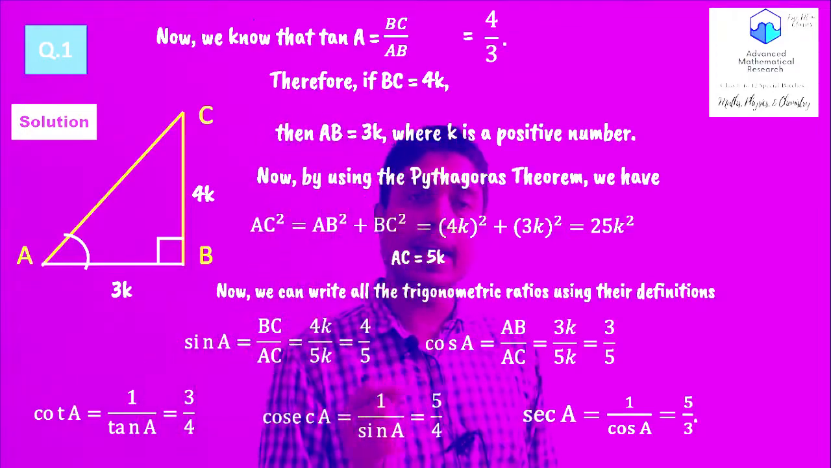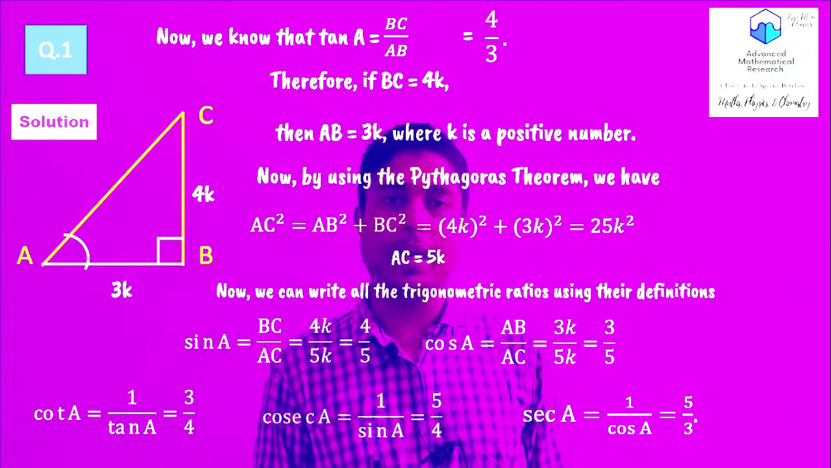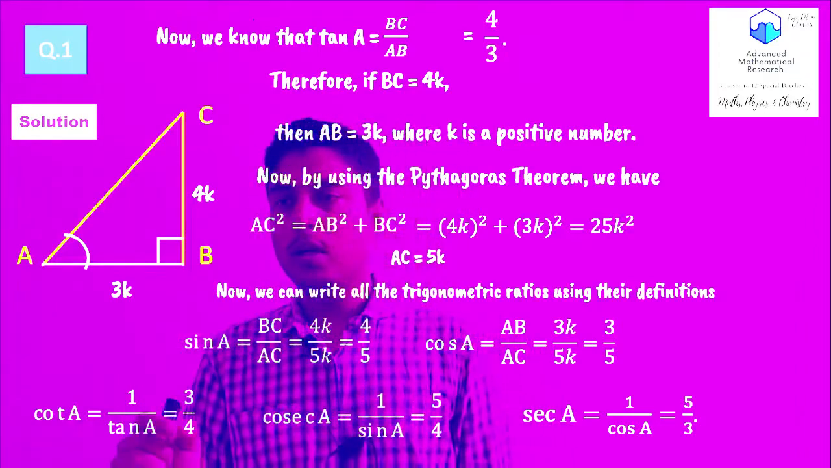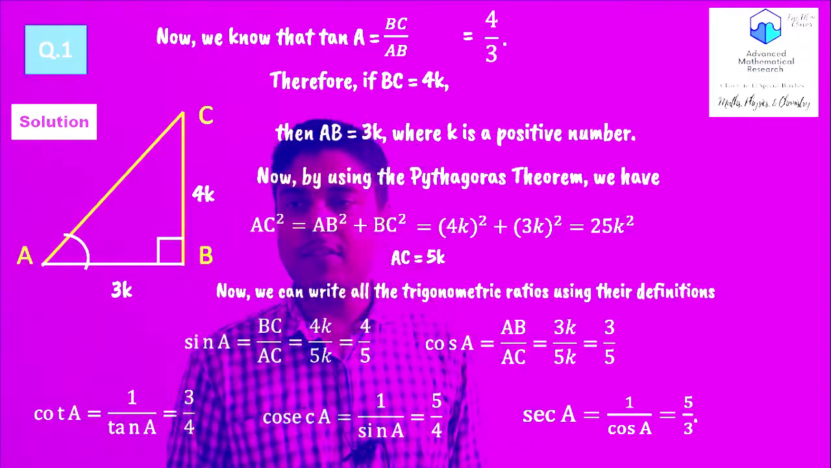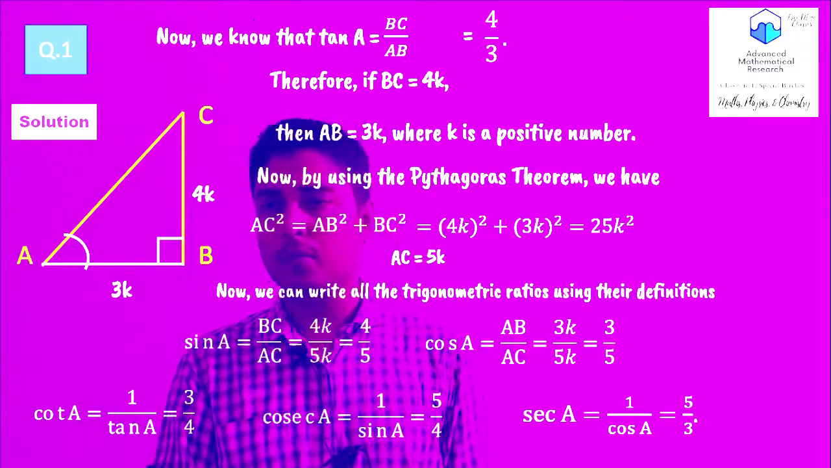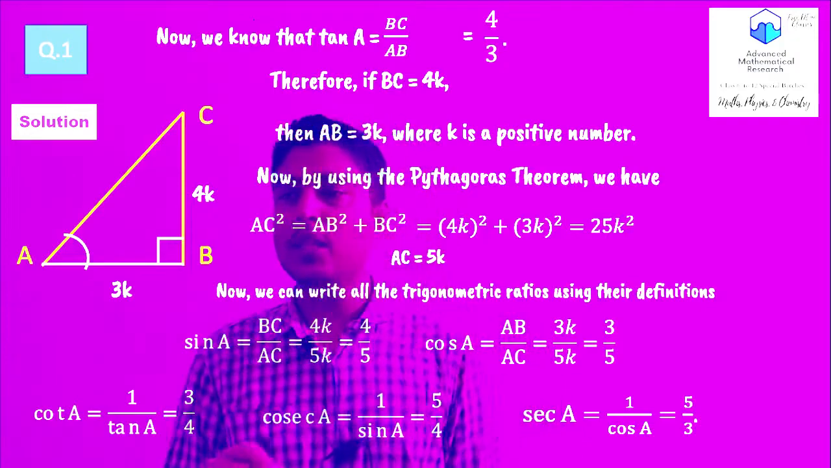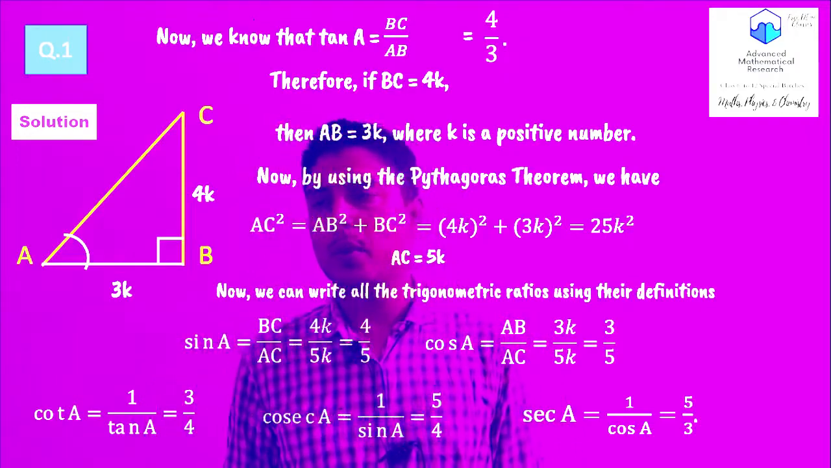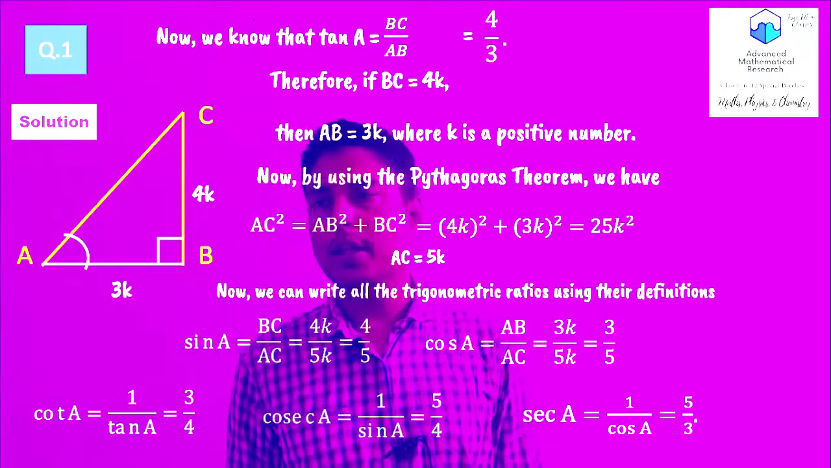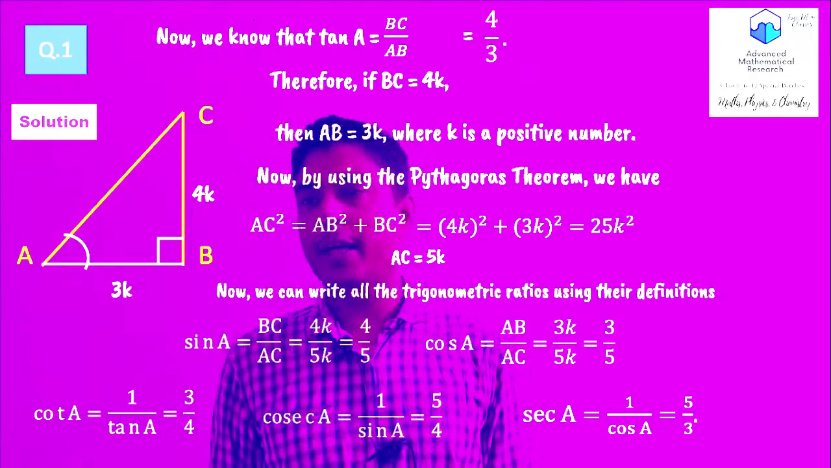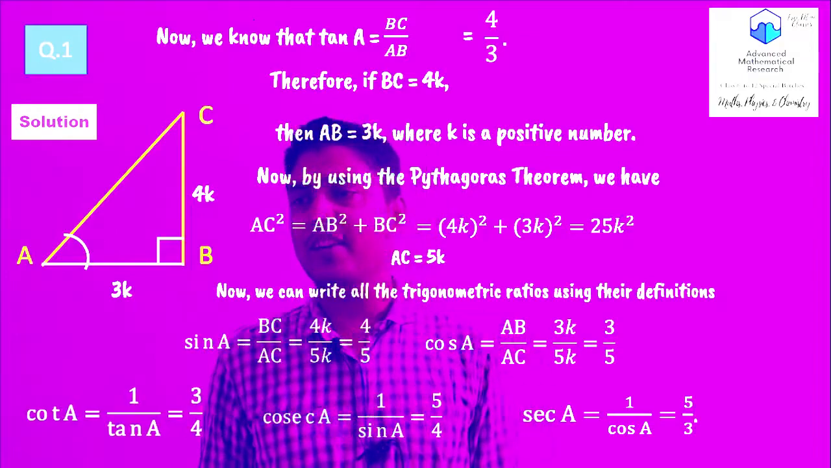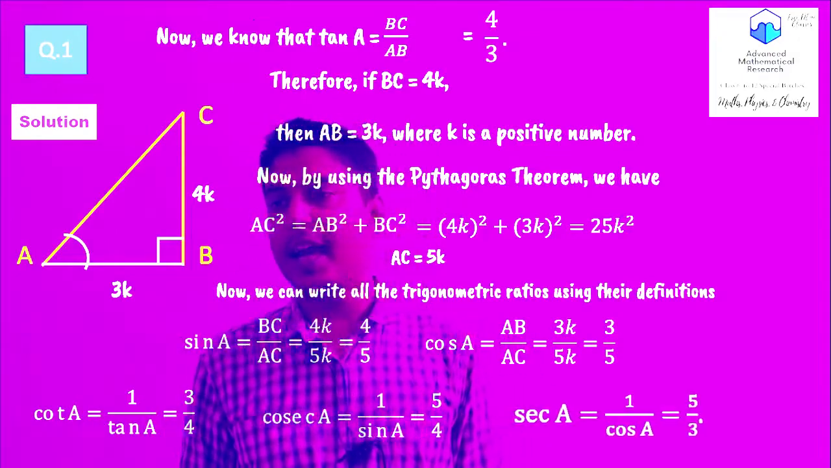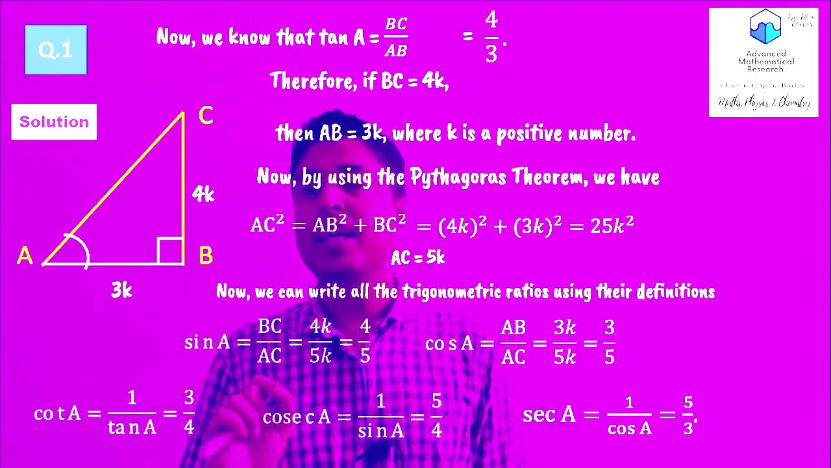Similarly secant or sec A must be equal to 1 upon cos A. And we have calculated the value of cos A. So what is the value of cos A? 3 upon 5. So secant A will become 5 upon 3. So in this way we can calculate all the trigonometric ratios. Sine of A we have calculated, cos of A we have calculated, cot of A we have calculated, cosec of A we have calculated, and secant of A we have calculated.